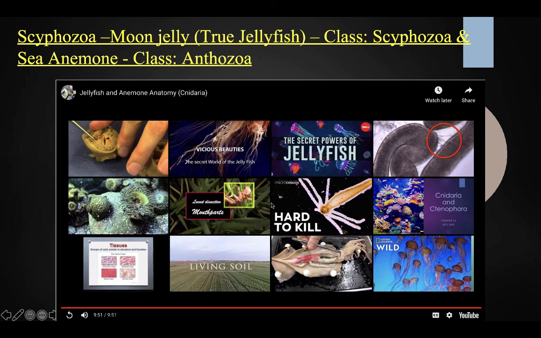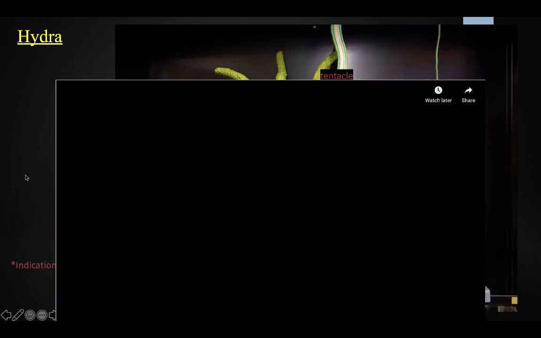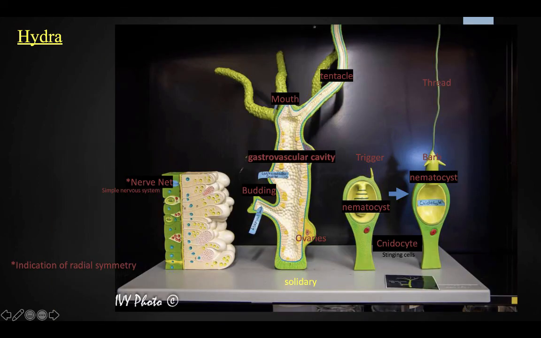Great, so that was the two first types of organisms we're looking at in the Cnidaria phylum. Now let's look at the Hydra.